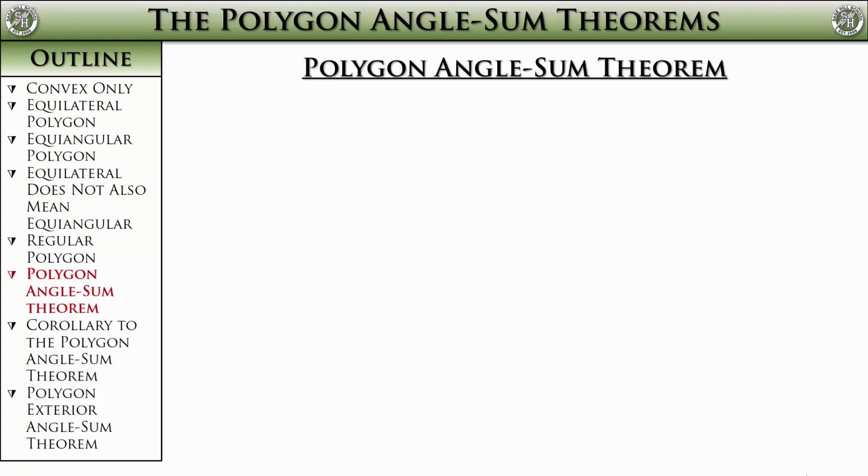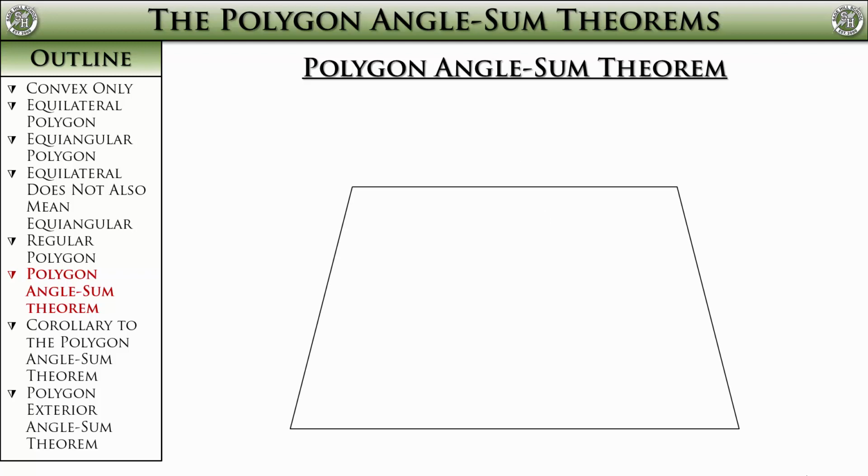Now we get to the first theorem. It is used to calculate the sum of all the interior angles in a polygon. Rather than just give you the formula though, I'm going to walk you through how the formula came about. First, we have a triangle. We have already established with the Triangle Angle-Sum Theorem that the interior angles of a triangle always add up to 180 degrees. That's step 1.